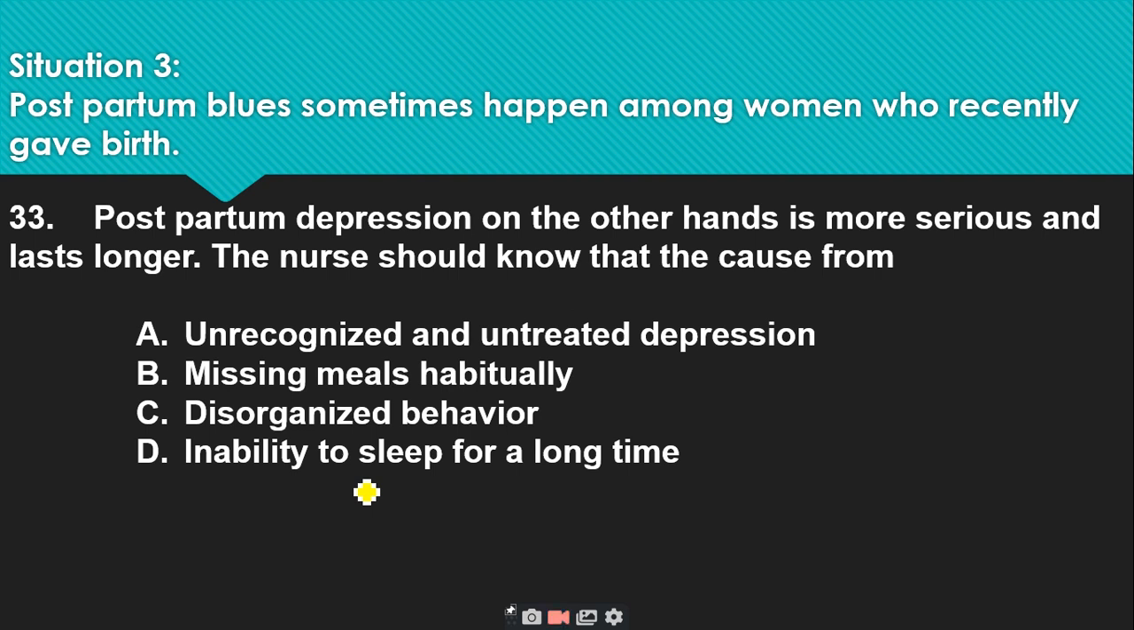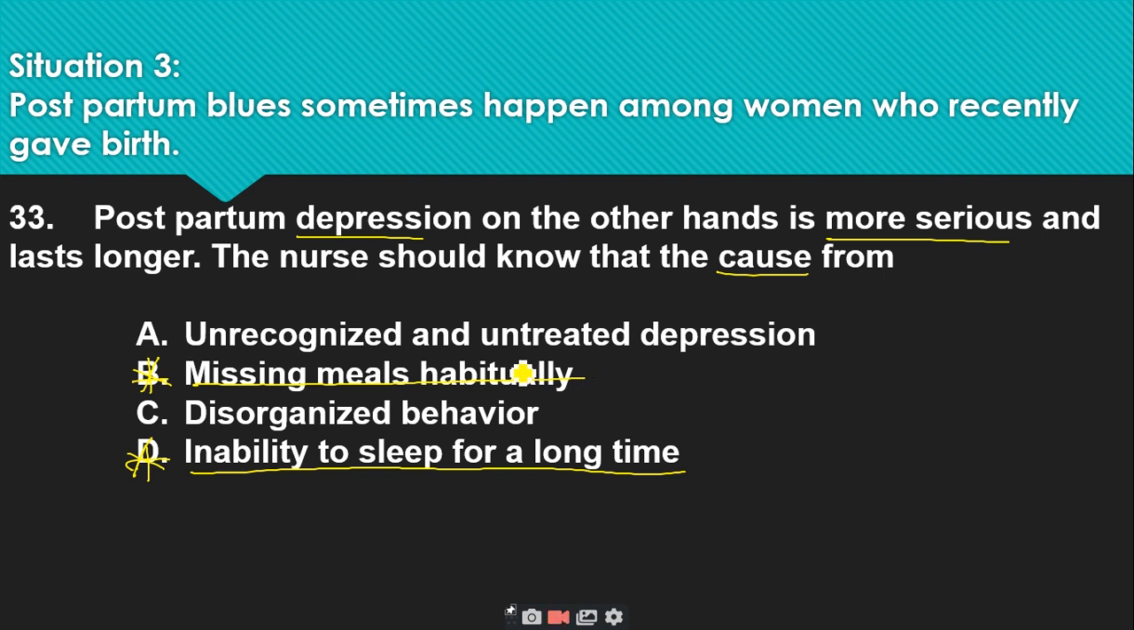33, same situation. Postpartum depression, on the other hand, is more serious and lasts longer. The nurse should know that the cause is A, unrecognized and untreated depression; letter B, missing meals habitually; letter C, disorganized behavior; letter D, inability to sleep for long hours. Take note of the word depression and more serious, and you have to remember also what the cause of this is. When you talk about the cause, eliminate letter B and letter D on the first reading. Inability to sleep for a long time and missing meals habitually are physiologic conditions. So that will not relate to the psychological problems of the patient.